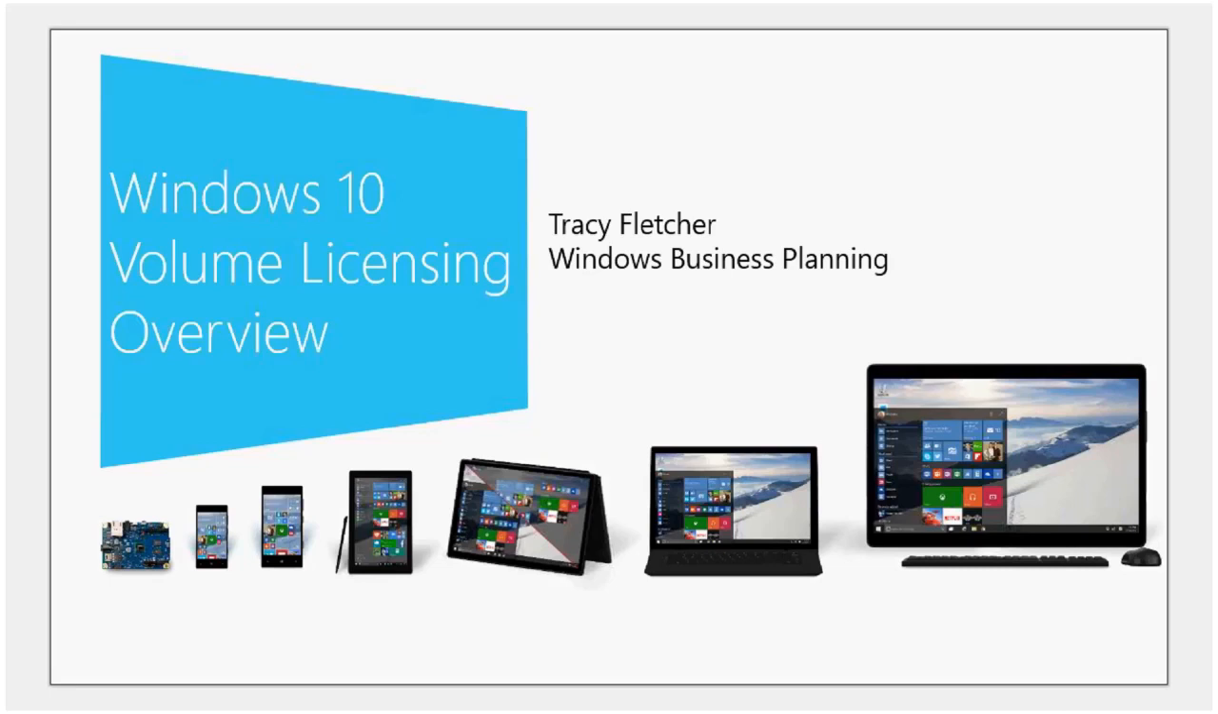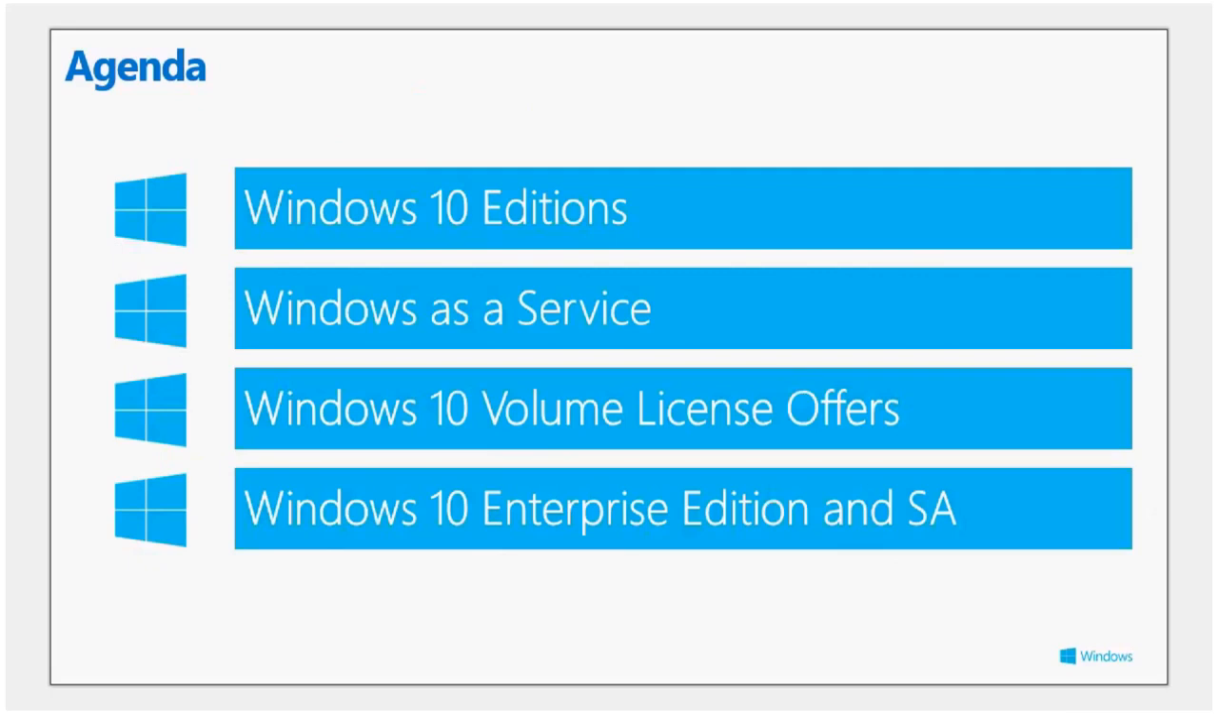Welcome everyone to the webcast on Windows 10 licensing. We're going to start out by talking about the editions of Windows 10 that will be available with a focus on the commercial customers. We're then going to talk about what Windows as a Service means for commercial customers and for volume licensing. We're going to look at what volume licensing offers are going to be available for Windows 10, and then we're going to dive into some of the details of Windows 10 Enterprise Edition and Software Assurance.